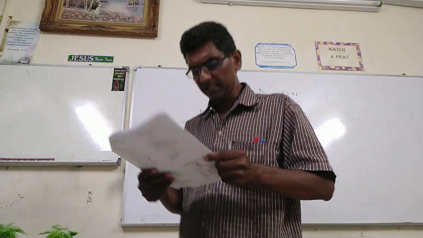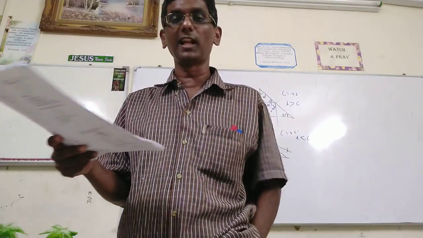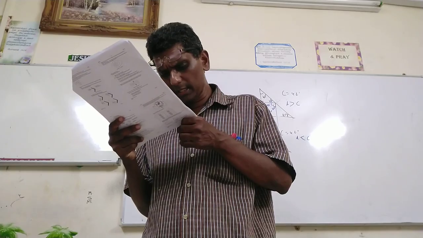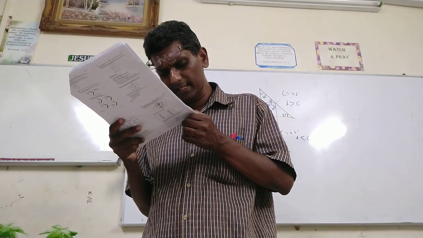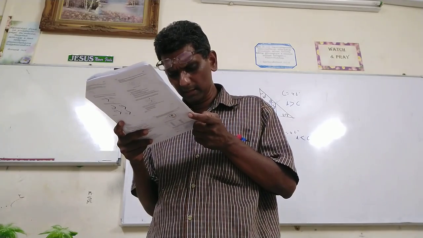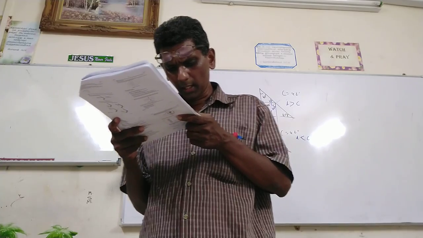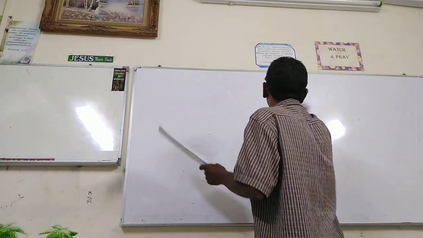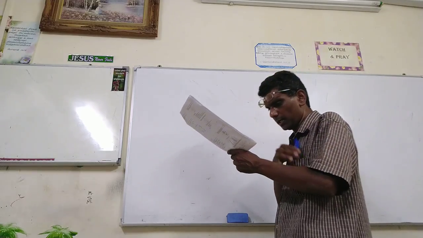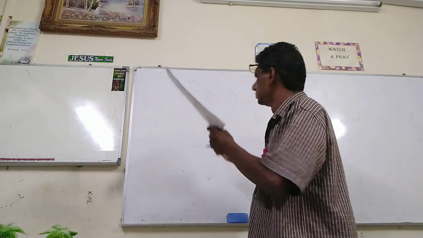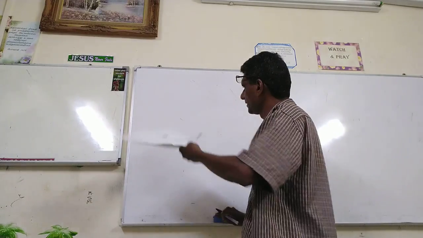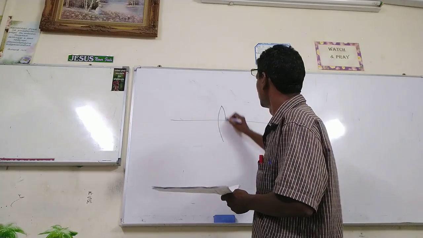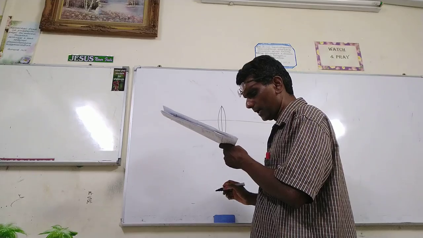Okay, question number 27 is another interesting question. Diagram 27 shows an image I of an object O formed by a convex lens. What is the focal length of the lens? Normally the object is on the left-hand side and the image on the right, but in this one the object is on the right-hand side and the image on the left. So this one is like this.